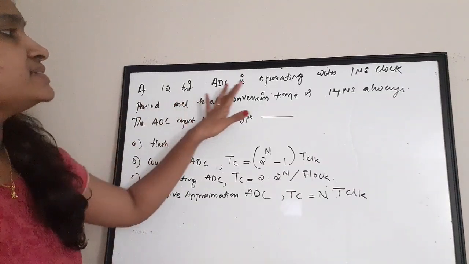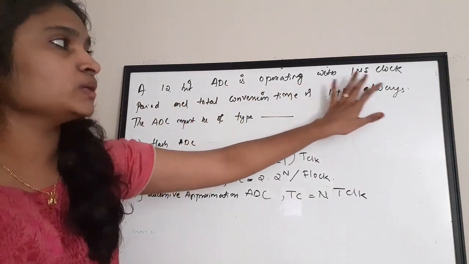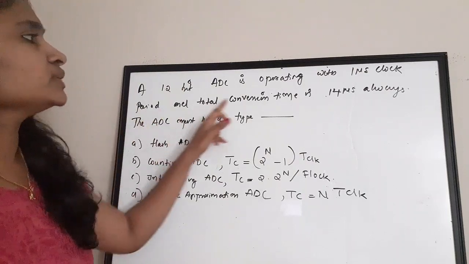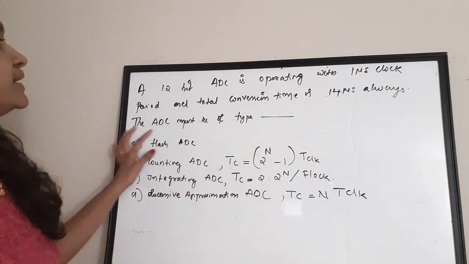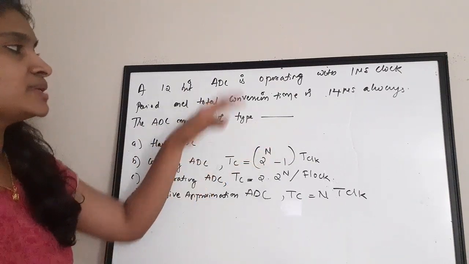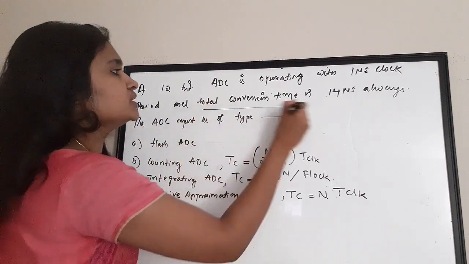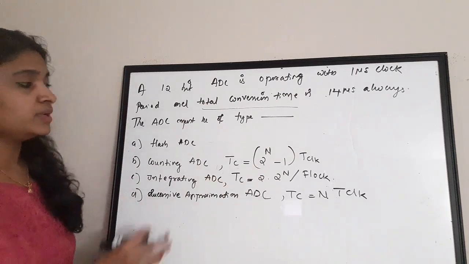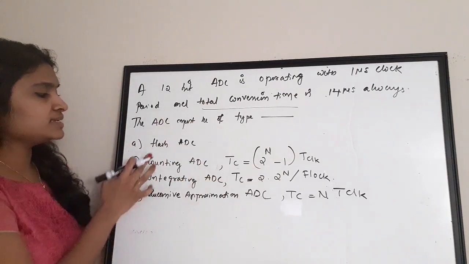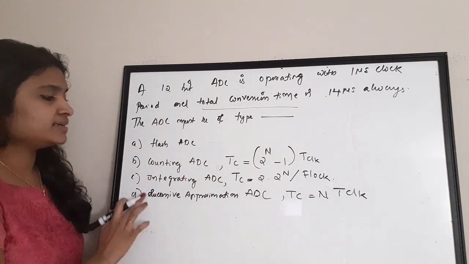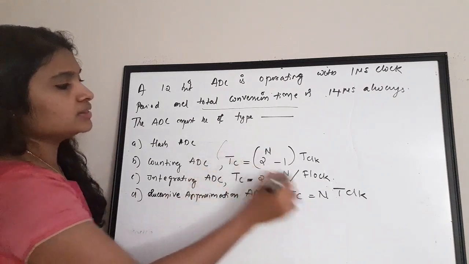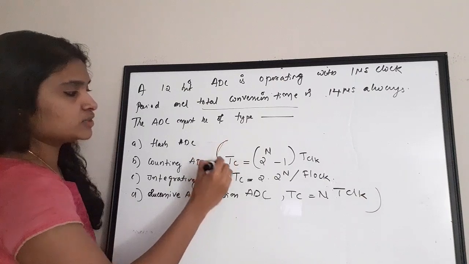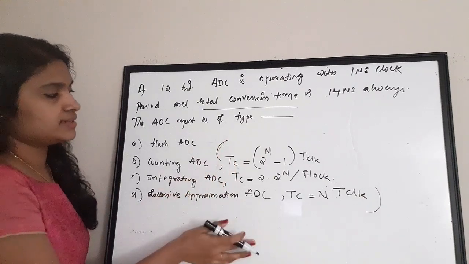A 12-bit ADC is operating with 1 microsecond clock period and total conversion time is 14 microseconds always. The ADC must be of dash type. So in this question, we have to take into consideration the total conversion time. The options given are flash ADC, counting type ADC, integrating ADC and successive approximation ADC. I have written here all the conversion time equations for all these ADCs.